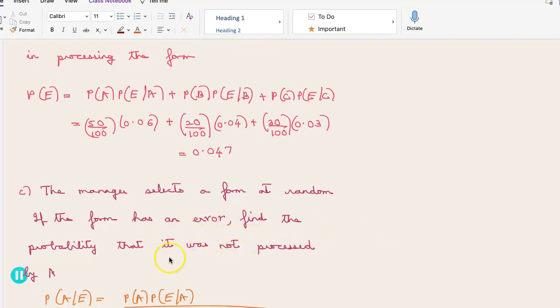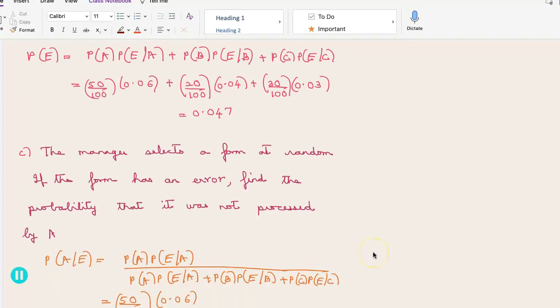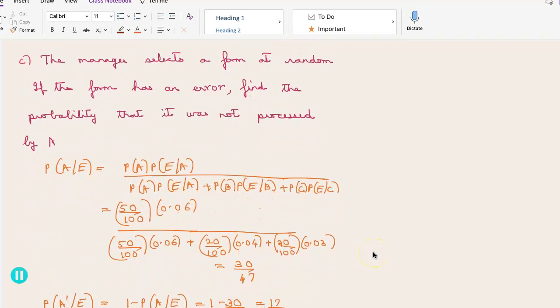The next part, the manager selects a form at random. If the form has an error, find the probability that it was not processed by A. Now probability that A processed the form given that there is an error, we use Bayes' theorem. So this is probability of A into probability of E given A divided by the total probability. Probability of A into probability of E given A plus probability of B into probability of E given B plus probability of C into probability of E given C. So substituting all the values, you get it as 30 by 47.